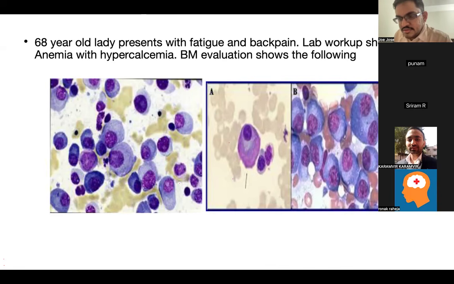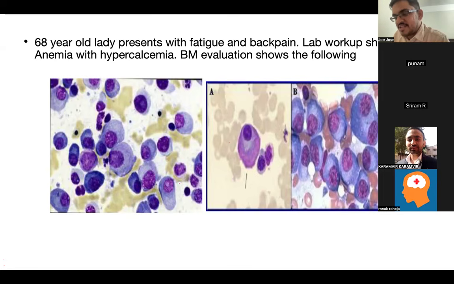ISS, sir, means serum beta 2 microglobulin and serum albumin both are seen. ISS 1 is albumin more than 3.5, beta 2 microglobulin more than 3.5 and albumin less than 3.5. I'll just step in there quickly. Albumin is greater than 3.5 and beta 2 microglobulin is less than 3.5 in stage 1. There are no high-risk cytogenetic abnormalities and normal LDH.